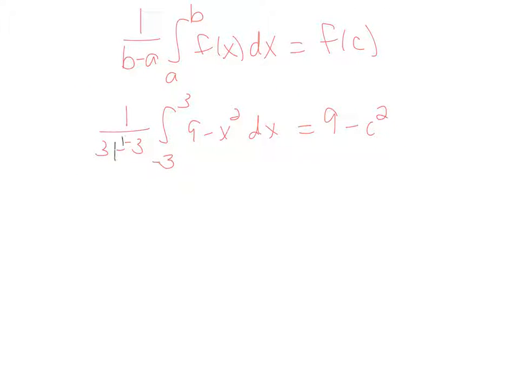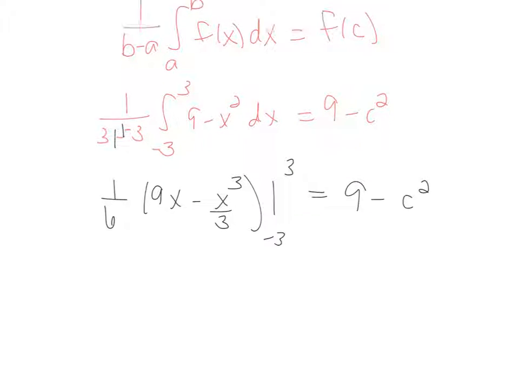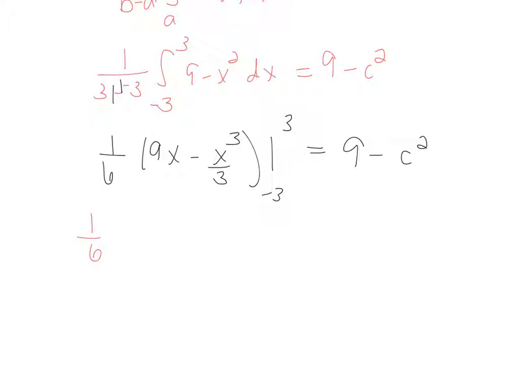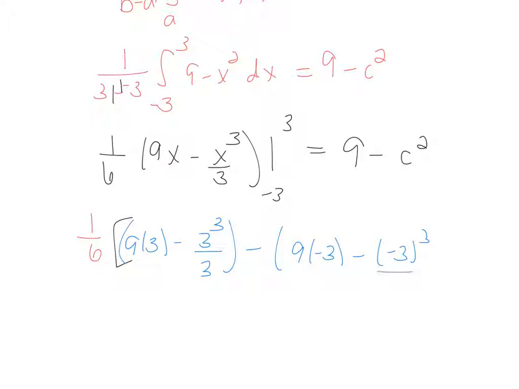Okay, so this becomes 1 over 6. And what I'm going to do here is integrate this. So it would be 9x minus x cubed over 3 from negative 3 to 3. And I'm going to set that equal to 9 minus c squared. Okay, so now what I've got is 1/6. I'm going to do upper minus lower. So 9 times 3 minus 3 cubed over 3, minus the lower of 9 times negative 3 minus negative 3 cubed over positive 3, sorry. I'm going to get that value first, then I'll set it equal to this.